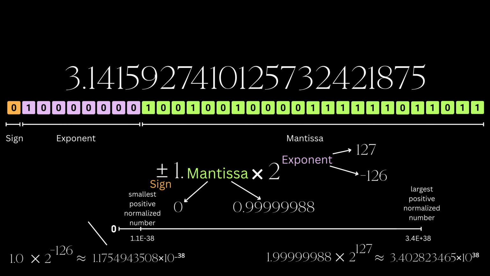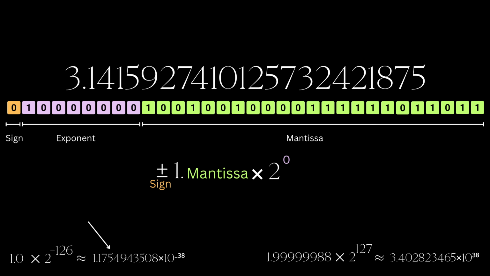Actually, numbers smaller than this can also be represented in float 32, but those are stored with an exponent of all zeros and a non-zero mantissa. These numbers are called denormalized or subnormal numbers. In such cases, the implicit leading bit, the hidden one, is actually replaced by 0.